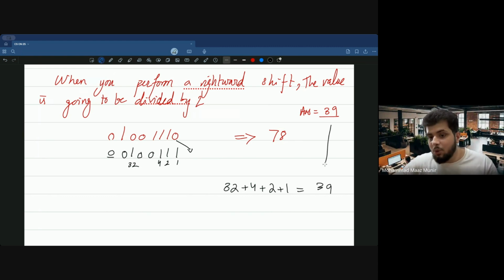So guys, both of them just matched. So 39 equals 39. So when we have both the values matched, this basically confirms and proves that yes, a rightward shift means that the value is going to be divided by 2, whereas a leftward shift will mean multiplied by 2.